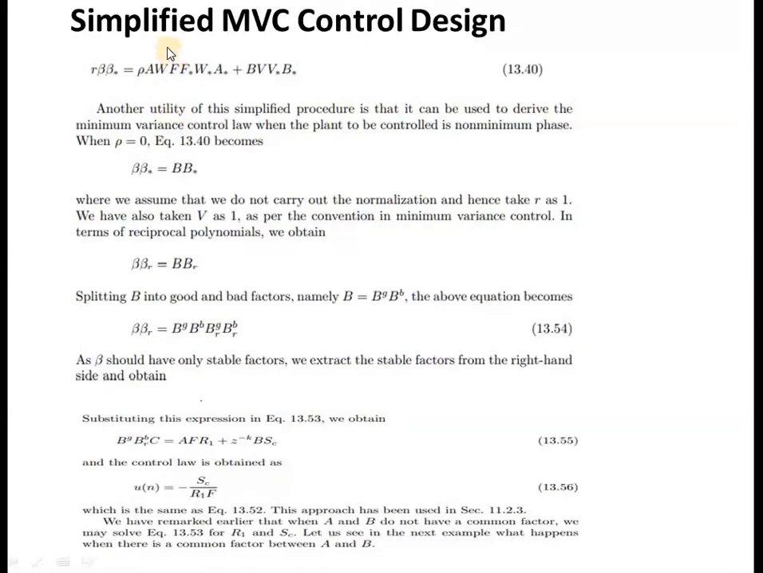Now we can use this simplified LQG controller to design the simplified minimum variance controller. Here we take the equation, which is taken as it is from the LQG controller design, equation 13.14, and with the help of this equation we have designed the minimum variance controller. Another utility of this simplified procedure is that it can be used to design the minimum variance controller when the plant to be controlled is non-minimum phase. That is, if the system is non-minimum phase, we can still design the minimum variance controller from the simplified LQG controller.